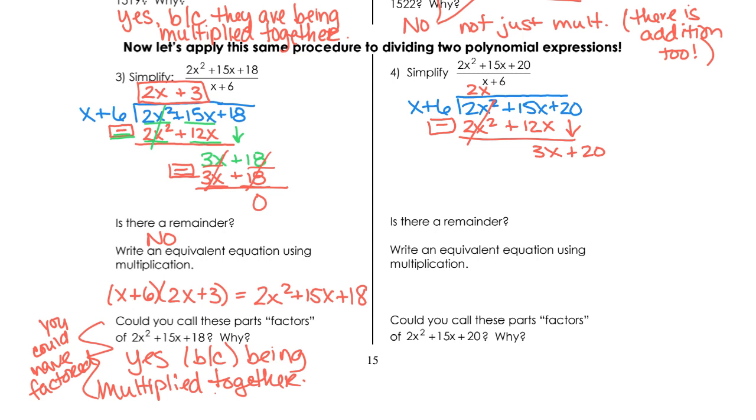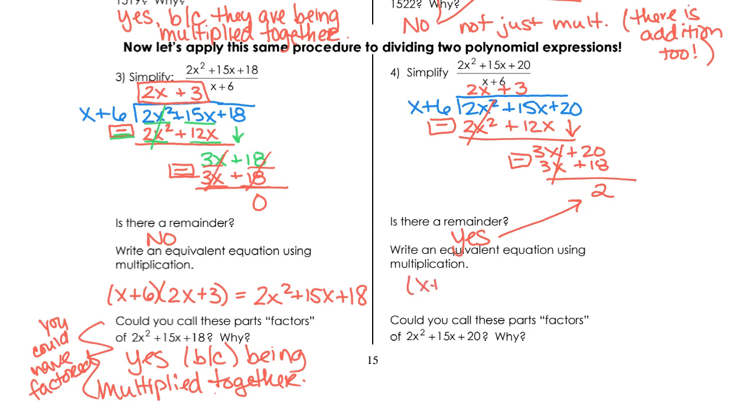And now we're going to ask ourselves how many times does x go into 3x? And the answer is 3 times. And 3 times x is 3x. And 3 times 6 is 18. Put our minus sign out here, and every time we go down, we press it. So 3x minus 3x cancel. 20 minus 18 is 2. And so now it says, is there a remainder? And the answer is yes. It's 2.